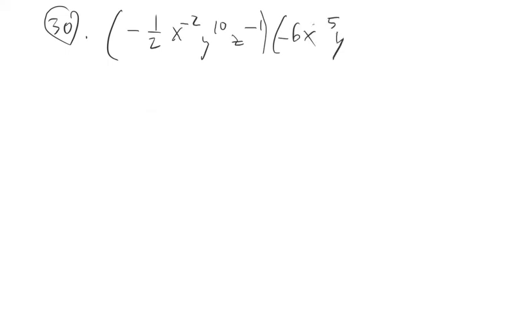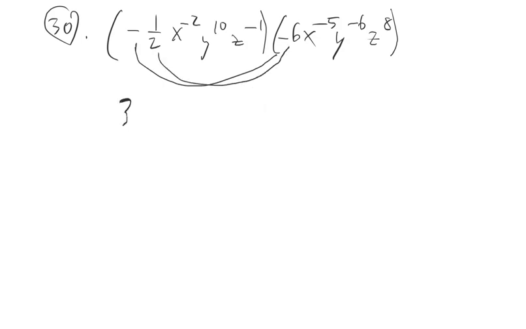So 30 says negative 1/2 x to the negative 2 y to the power of 10 z to the power of negative 1 times negative 6x to the negative 5 y to the negative 6 z to the power of 8. You're multiplying them. So first, you do negative times negative is positive. So you have a positive. And then 1/2 times 6, that's 3.